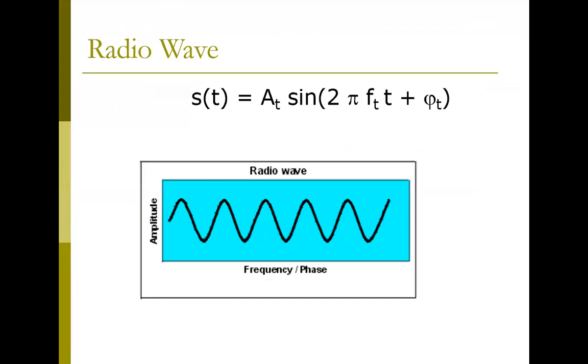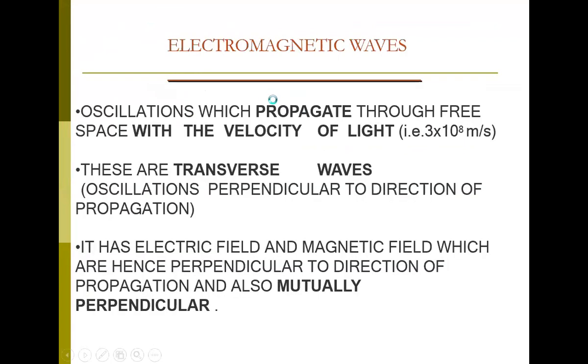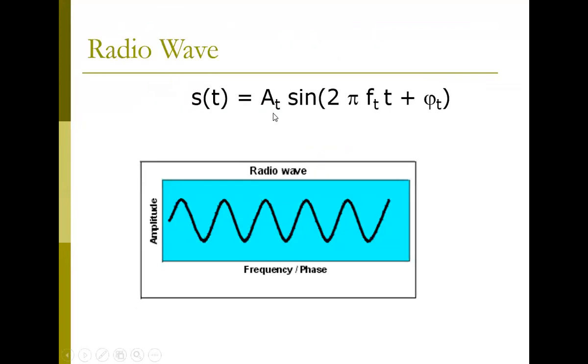This equation, the first equation, we have studied various times. You can write x(t), you can write s(t). A(t) stands for amplitude. Sine of omega t plus phi(t). Phi(t) stands for the phase difference. Omega t is 2 pi f t. So this is the sinusoidal wave. We assume that radio waves are such kind of waves which show amplitude and phase or frequency.